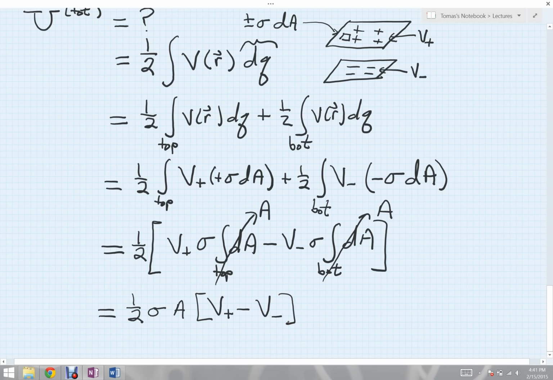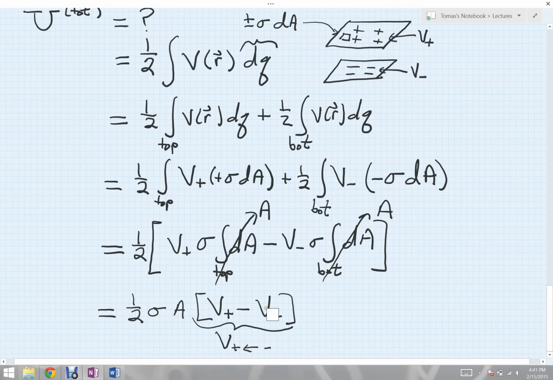That is something that we should recognize. This is a potential difference. This is the difference in potential between the top plate and the minus plate. That is what we call the voltage across the system. That's the voltage going from minus to plus. Remember, voltages are actually potential differences.